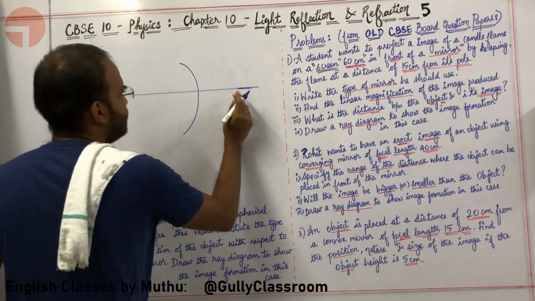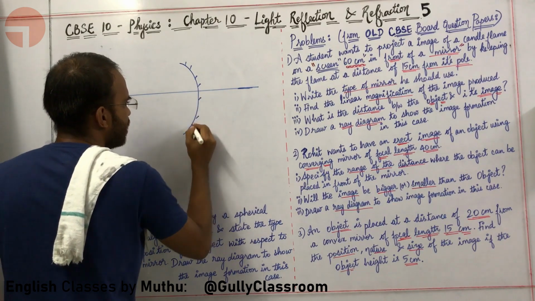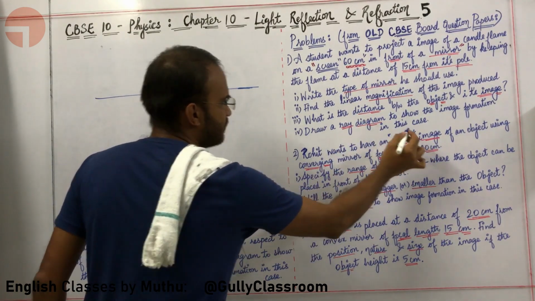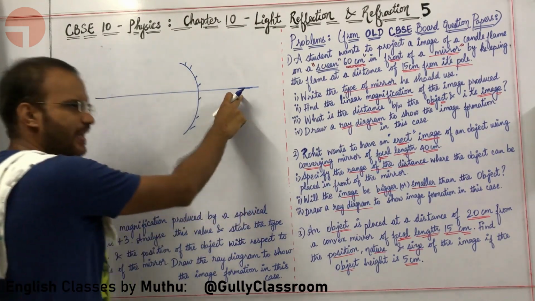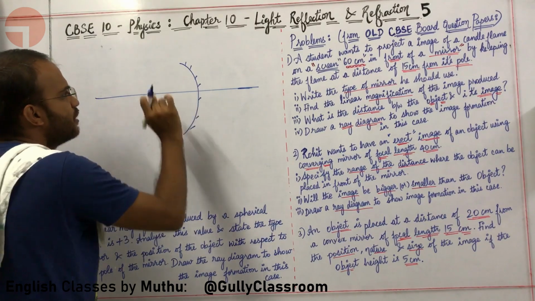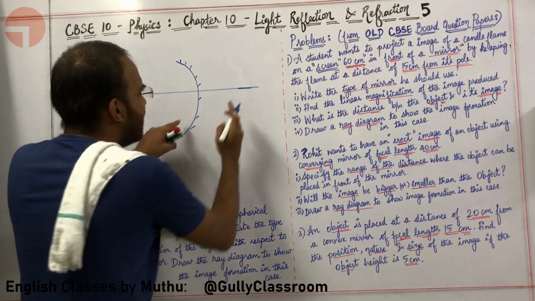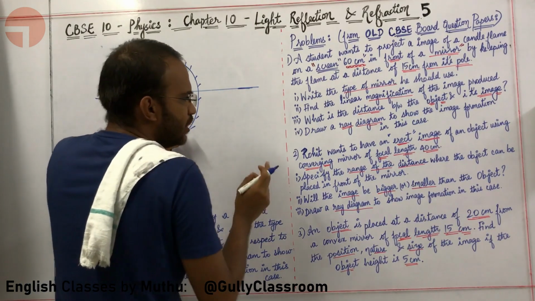Sir, why did you change the position of the mirror from this point to this point? Because they have asked for an erect image. Erect means it is a virtual image. Virtual image is found only behind the concave mirror. In order to accommodate that, I changed my diagram position from this point to this point.